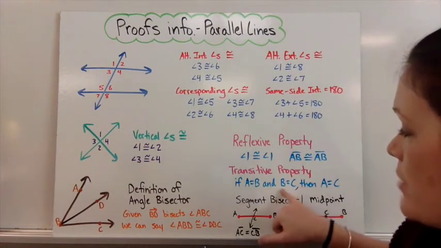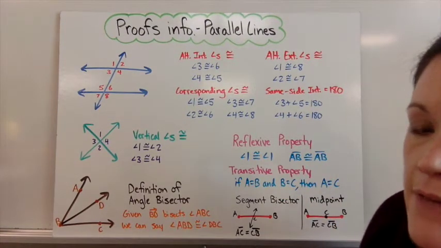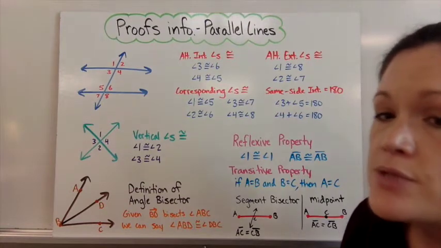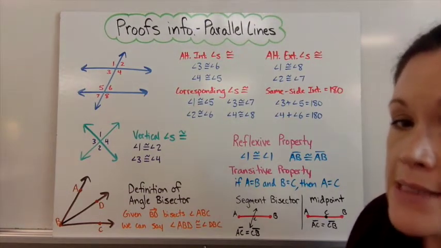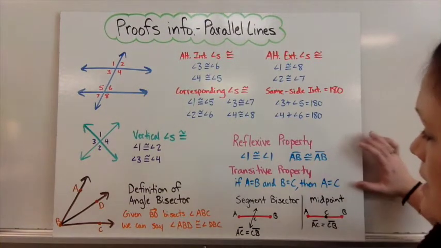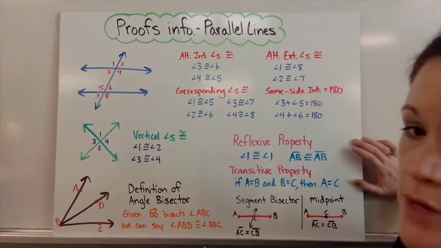The transitive property is stated: if A equals B and B equals C, we can conclude that A is equal to C. So make a note of those two. They are ones we use rather often.